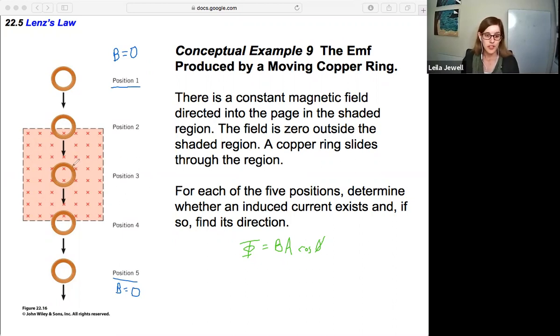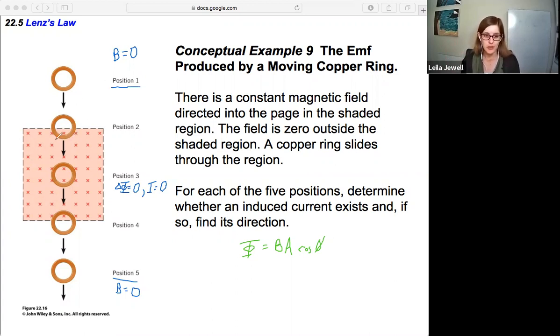Notice position 3 is passing through a uniform magnetic field, constant area, constant angle between the magnetic field and the normal to the surface. So the change in flux is 0. And thus, there's also no current that is induced. Wow, so we went from having 5 positions down to just 2 that could have an induced current. Let's focus in on those 2 positions.